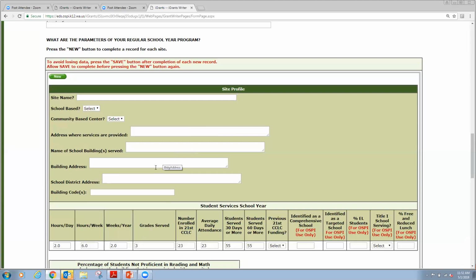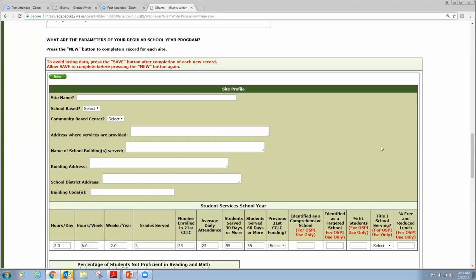Building address, school district address, and building codes. So all of the building codes that you are proposing to serve. And you can find the building codes there. They're also on that Title I spreadsheet. They have a list of building codes that go with all the buildings, and then the schools have their own codes too.